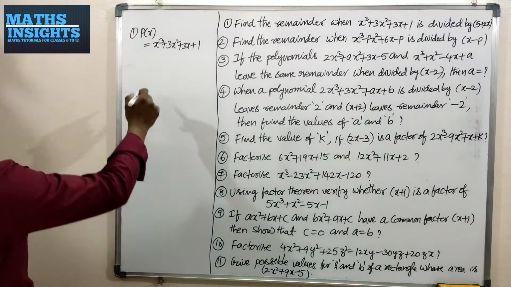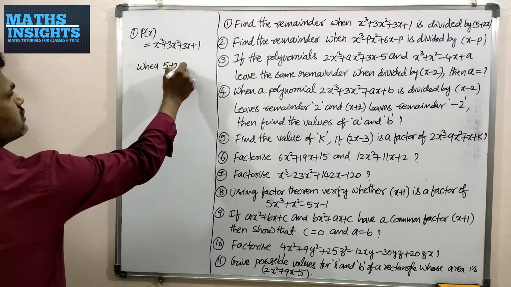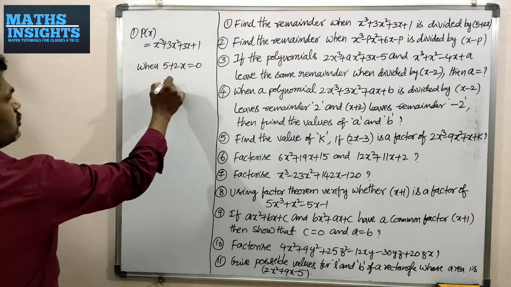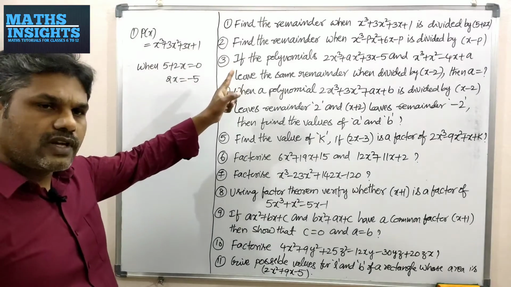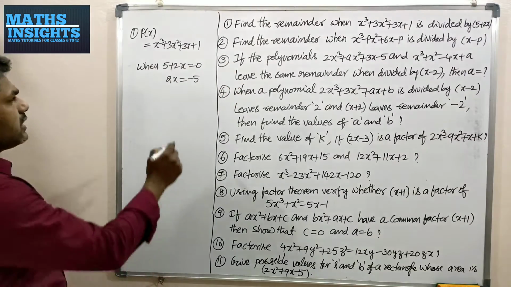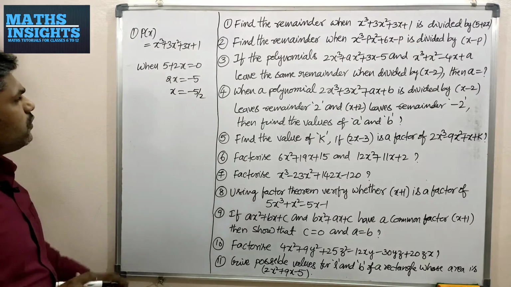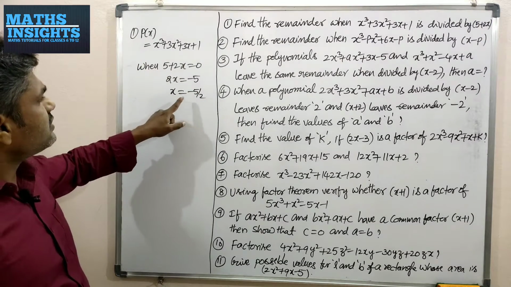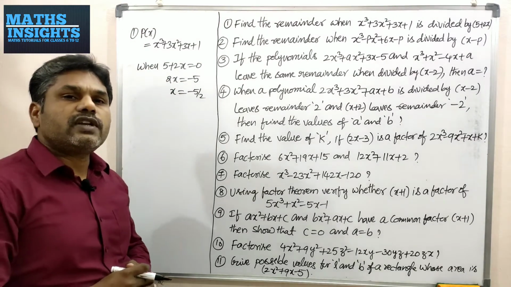That is when 5 plus 2x is equals to 0, 2x will become minus 5. When plus 5 goes to other side, that will become minus 5. Then x will become minus 5 by 2. Therefore, you have to substitute x is equals to minus 5 by 2 in p of x. Then you will get the remainder.